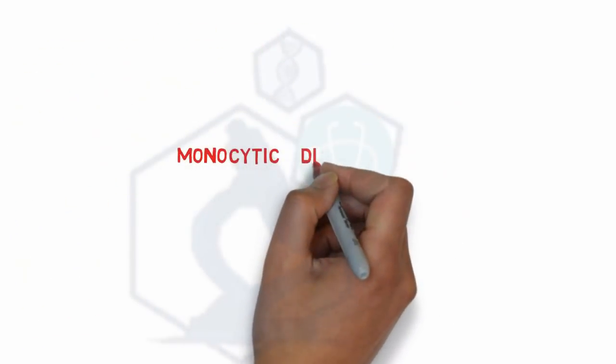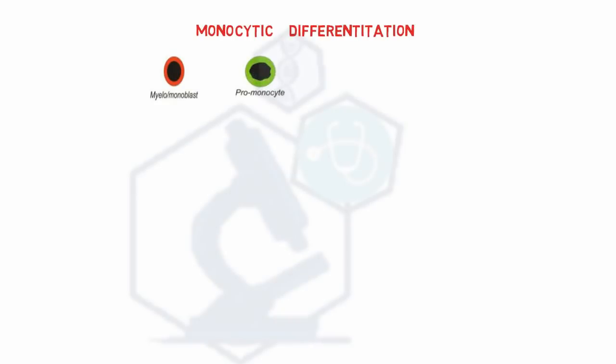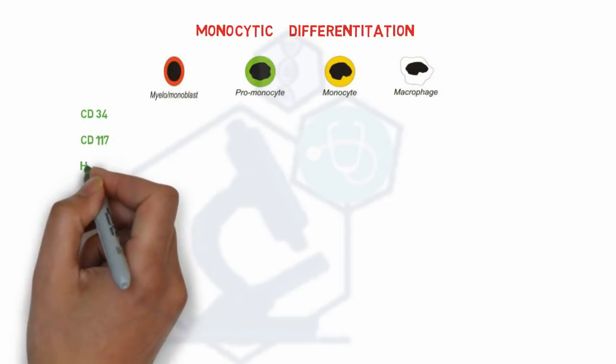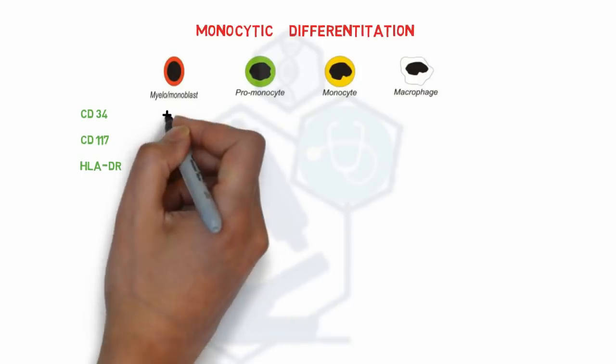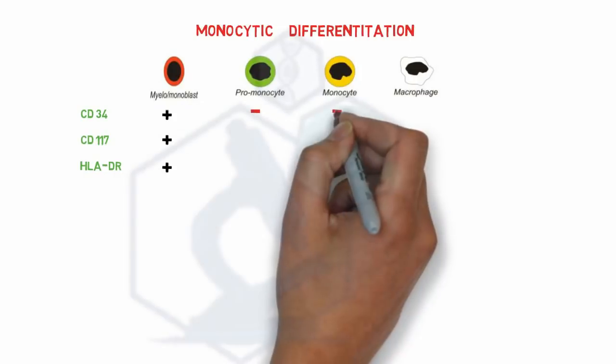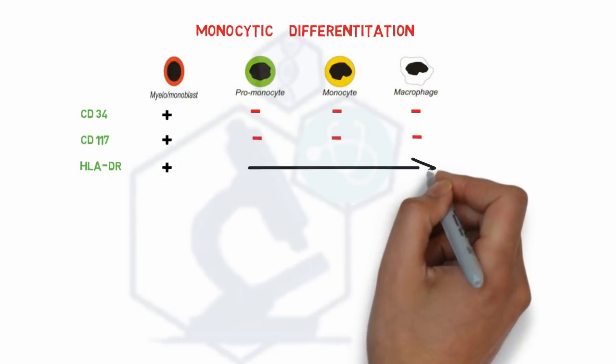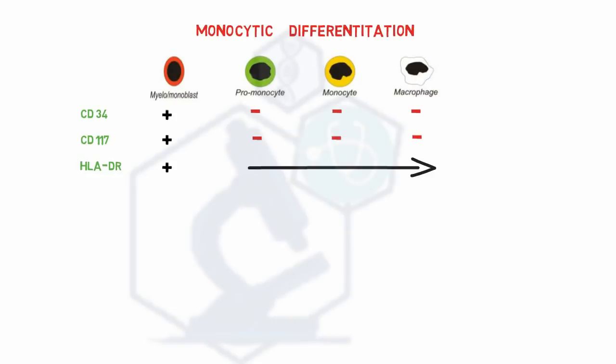Now coming to hematopoiesis and development of monocytic lineage cells. Monoblasts also arise from common myeloid progenitor cells. They progress to form promonocytes and finally monocytes. Macrophages are tissue monocytes. Monoblasts are CD34, CD117 and HLA-DR positive. While CD34 and CD117 expression is lost during maturation to monocytes, expression of HLA-DR is retained in monocytic lineage cells after blast stage.